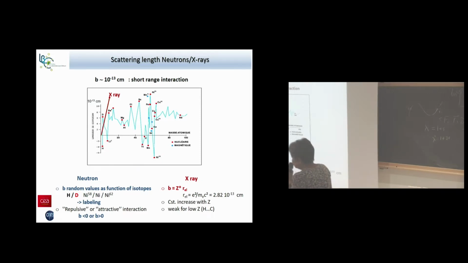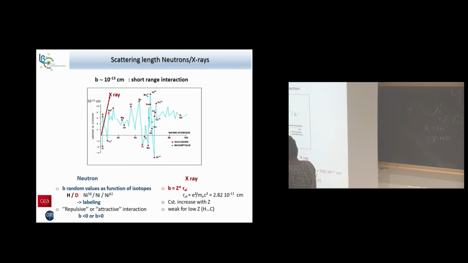So this length is of the order of 10 to the minus 13 centimeters. So it is a short-range interaction. You will have my slides, so it is not necessary to write the equations, only things that are not described here.